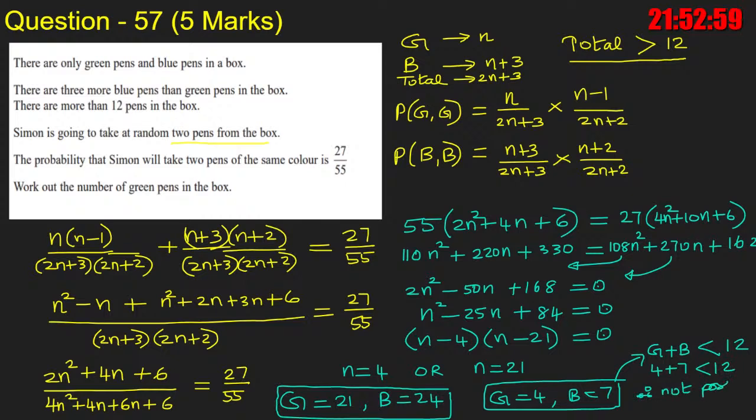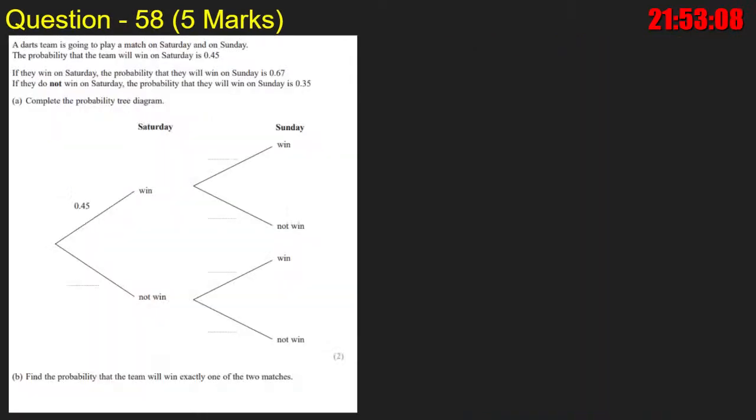Therefore not possible. So the correct answer is G is 21 and B is 24. So that is the perfect answer.